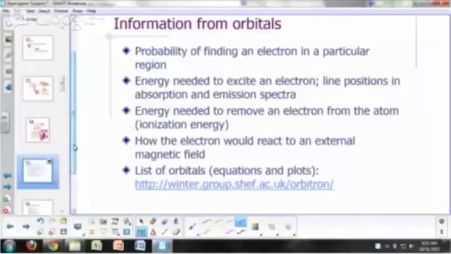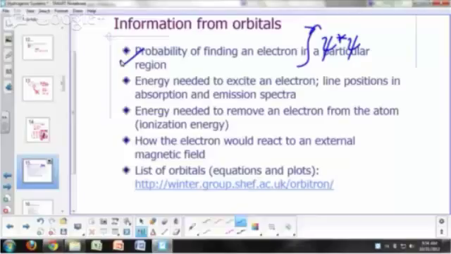So what sort of information can we get from the atomic orbitals, from the functions that we get from the Schrodinger equation? Well, for one, you can get the probability of finding the electron in a particular region, right? What would that be? That would have to be the integral of what? Psi star psi d tau, integrating over all space, would be equal to 1.